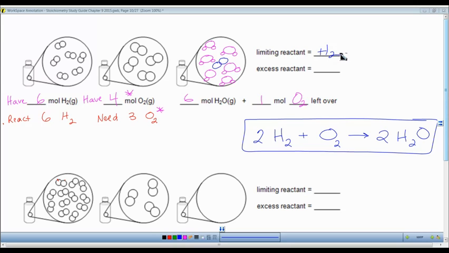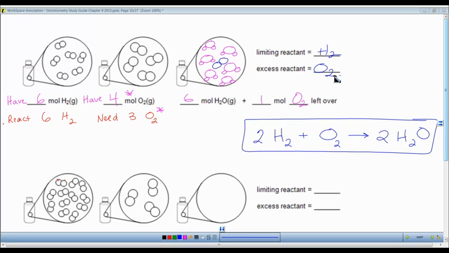All of the hydrogen is now in the form of water molecules, which, by the way, I think one of my water molecules is missing a hydrogen. There we go. The excess is the oxygen, the O2. There's 1 extra oxygen that's just not chemically changed. And that's totally fine. This happens way more than you think in the real world.